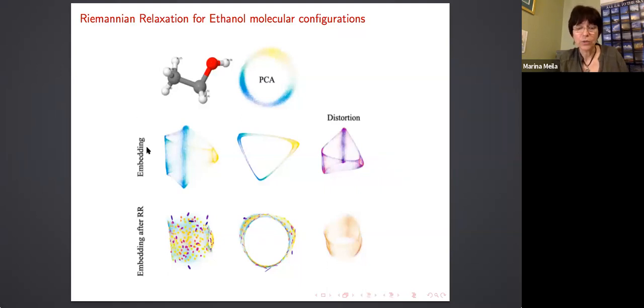So this is what we get if we apply diffusion maps. But if we apply RR, which is Riemannian relaxation, our technique, then we create a torus that looks like a cylinder. So it's similar in shape to the original one, but it's cleaner. It's smoothed data. So it's better both in this and then this. And here you see that the distortion is close to 1.